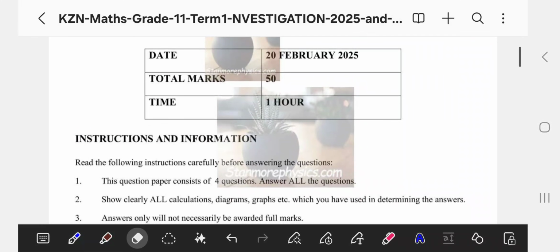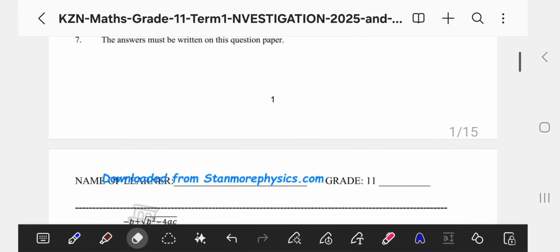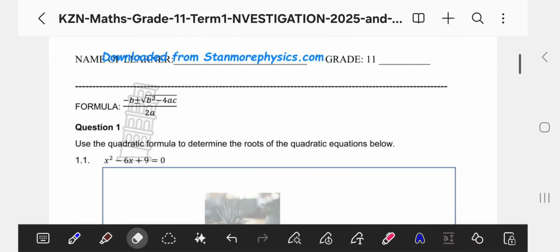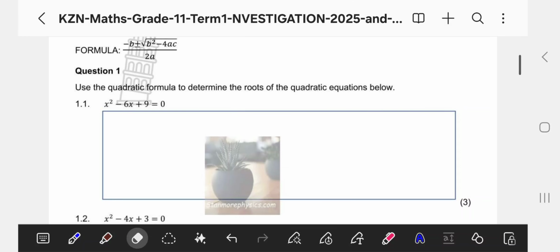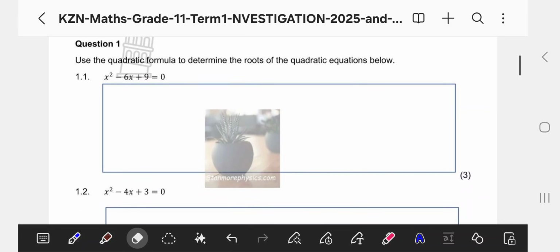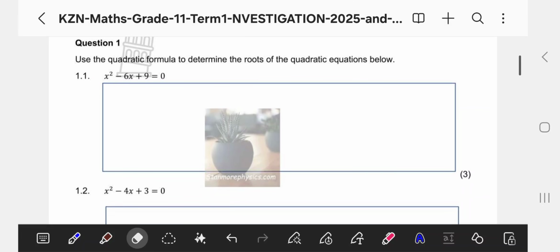This was written last year on the 20th of Feb. It was for a total of 50 marks and there was 1 hour allocated to completing this. The quadratic formula, as you know, is negative b plus or minus the square root of b squared minus 4ac all over 2a. Question 1 says, use the quadratic formula to determine the nature of roots of the quadratic equations below.